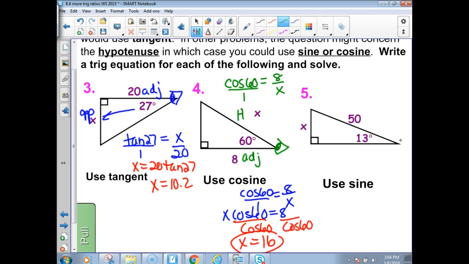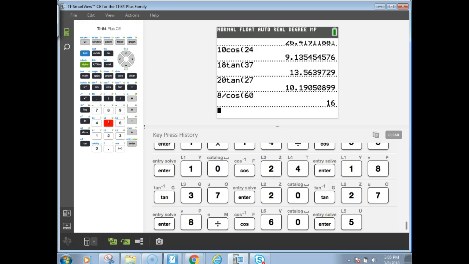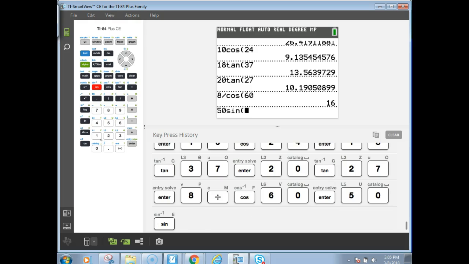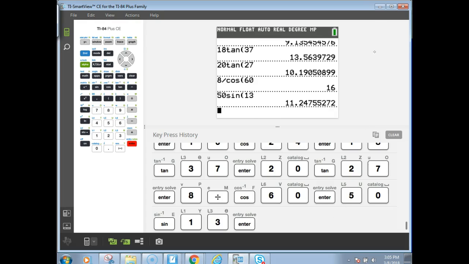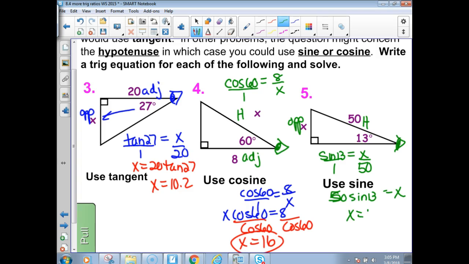All right, on number 5, you are looking from the 13 degrees. The 50 is on the hypotenuse, and this would be the opposite leg to that angle. That's why it's the sine. So you say sine of 13 equals x over 50, and all you do is calculate 50 sine 13. Okay, 50 sine 13 is 11.2, and those are all in units.